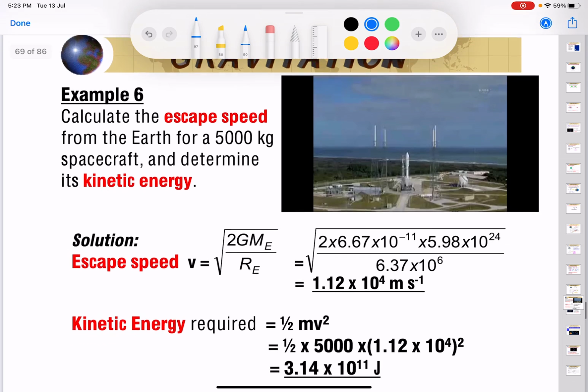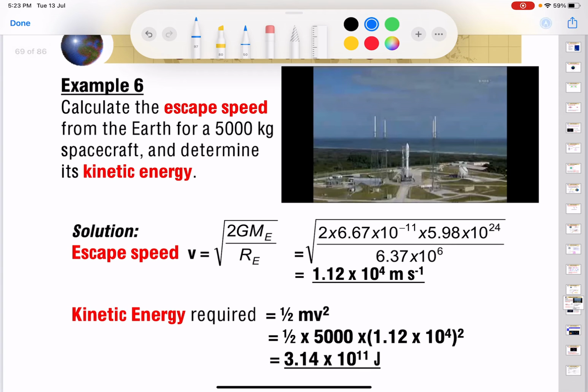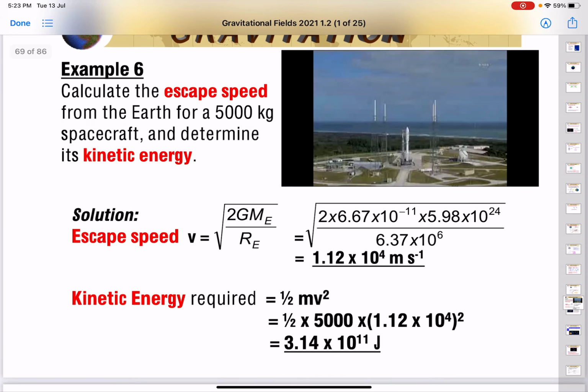Let's look at example 6 to see how we apply the formula. We want to calculate the escape speed from Earth for a 5,000 kg spacecraft and determine its kinetic energy. Substituting in the values, we find that the escape speed is about 1.1 times 10 to the power 4 meters per second. Notice that this escape speed is independent of the mass of the object. So it doesn't matter whether the spaceship is 5,000 kg or 1,000 kg.